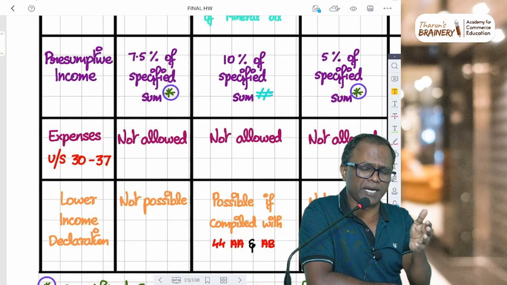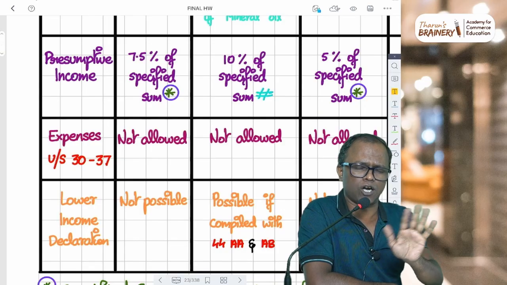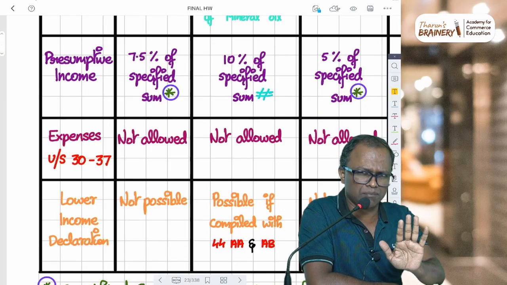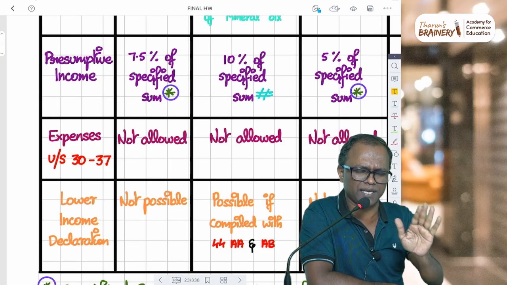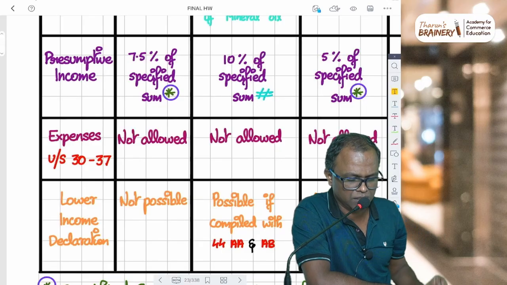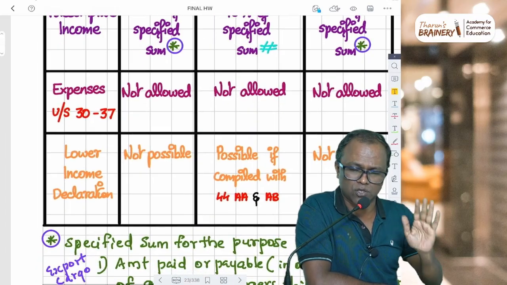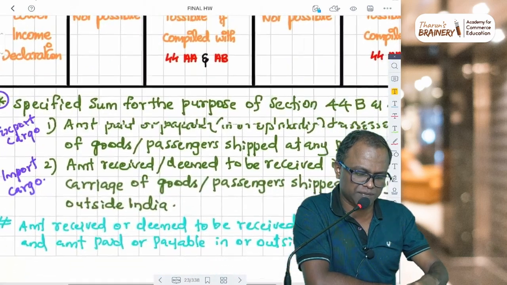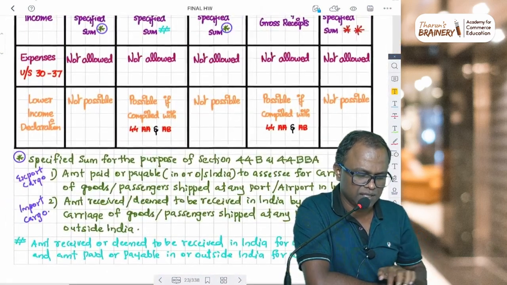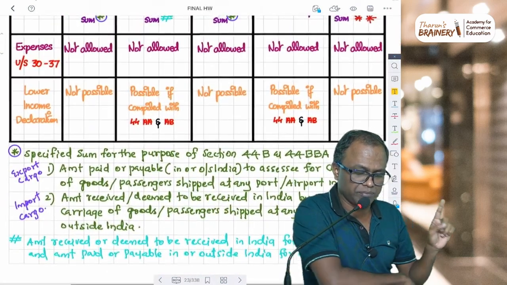Even though they are ready to maintain books and have them audited by a chartered accountant, a lower income declaration is not possible. They must comply with the presumptive taxation. So simply speaking, presumptive taxation under 44B and 44BBA is mandatory. Expenses are not allowed, and lower income is also not possible. So what is a specified sum?